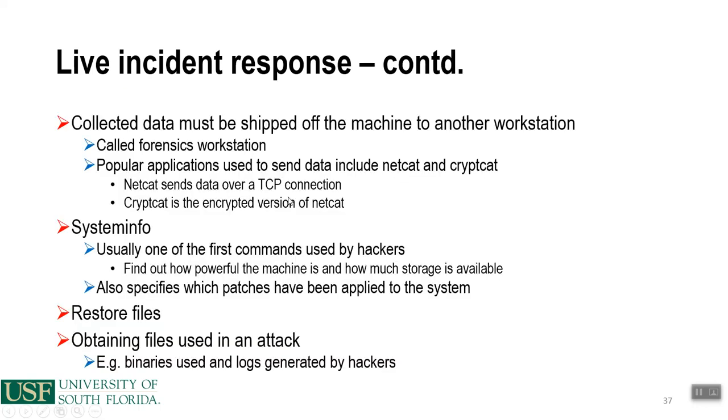Continuing with live incident response, the collected data must be shipped off the machine to another workstation. This machine is called the forensics workstation. Popular applications used to send data, again, are netcat and cryptcat. System info will be one of the first commands used by hackers to find out how powerful the machine is and how much storage is available to them. It also specifies which patches have been applied to the system. So you can restore files and obtain files used in an attack, so binaries and logs generated by the hackers.